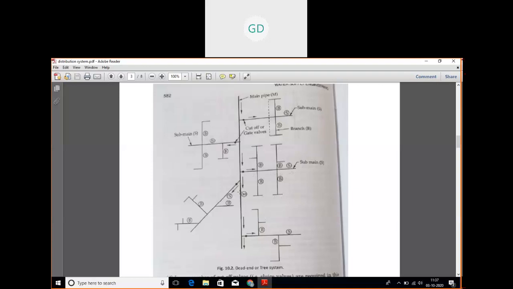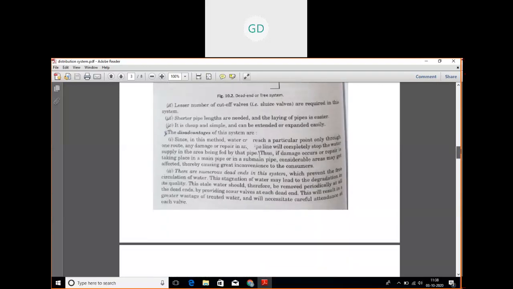So if by any chance your main pipe is damaged, what will happen? The people residing in this area, the people who are getting water from the sub-mains or by the branches, those people will also be hampered. They will also not get water, because in the dead end system the main supply pipe is the most important. There is only one supply line, so if that is affected, then all other people are affected. There is no other way out that they will get water by different pipes, because everything is connected to the main supply line. So that is one very big disadvantage of your dead end system.